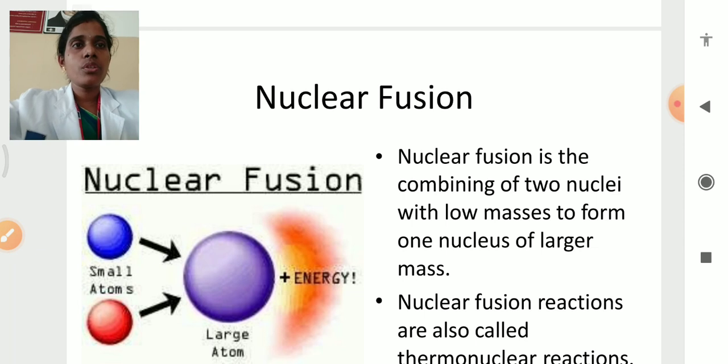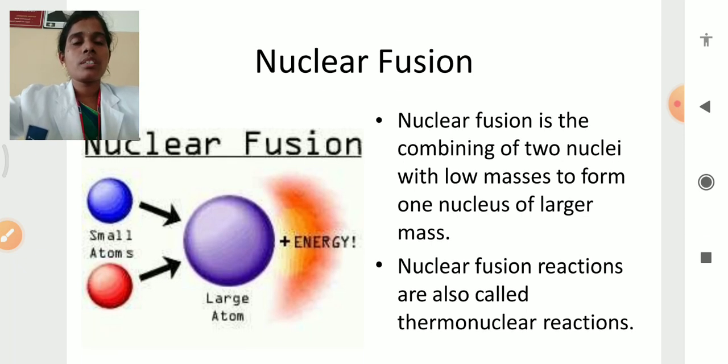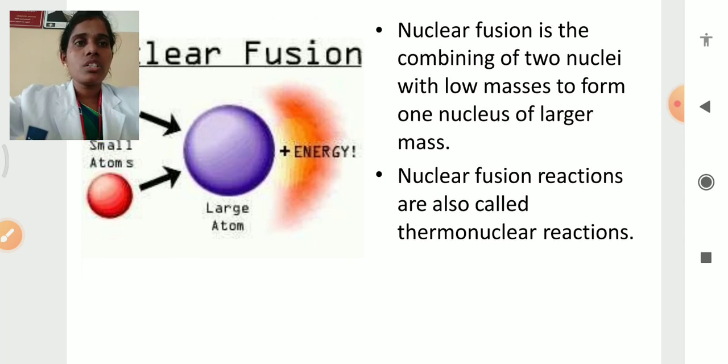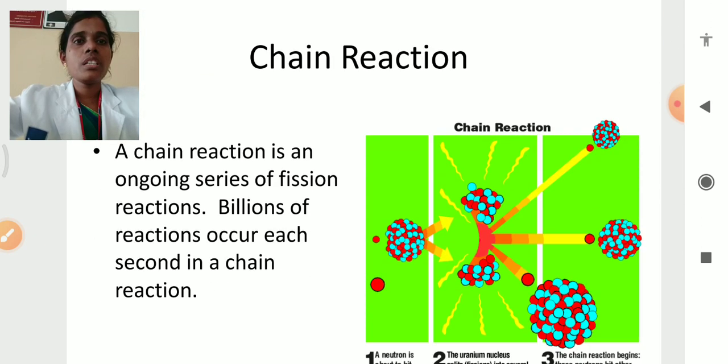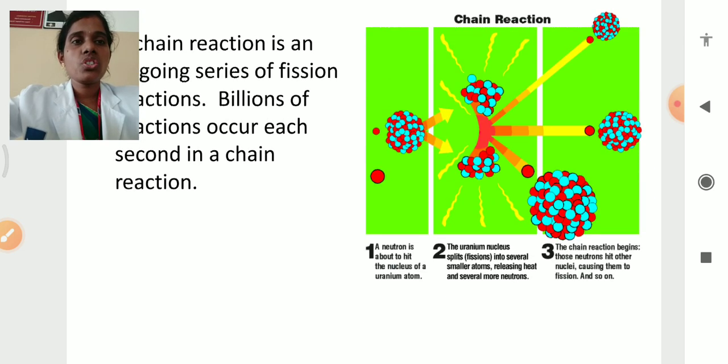Similarly, nuclear fusion is nothing but the combining of two nuclei with low masses to form one nucleus of large mass. Two atoms fuse together to produce a larger atom with energy. Then chain reactions. A chain reaction is an ongoing series of fission reactions. Billions of reactions may occur each second in a chain reaction.